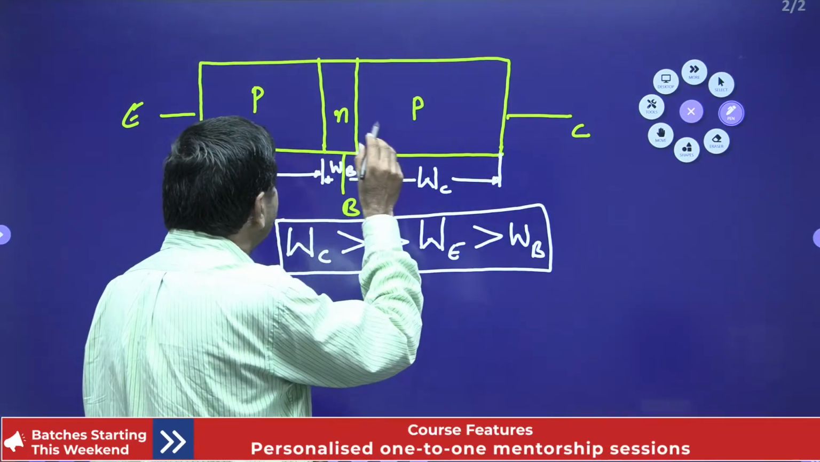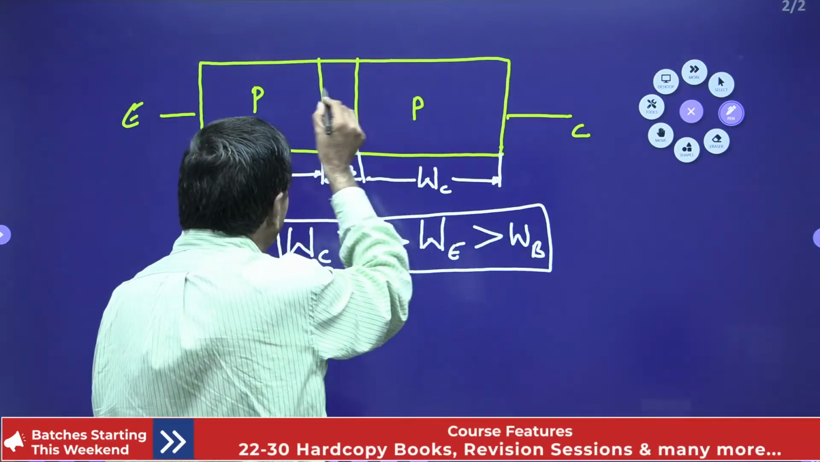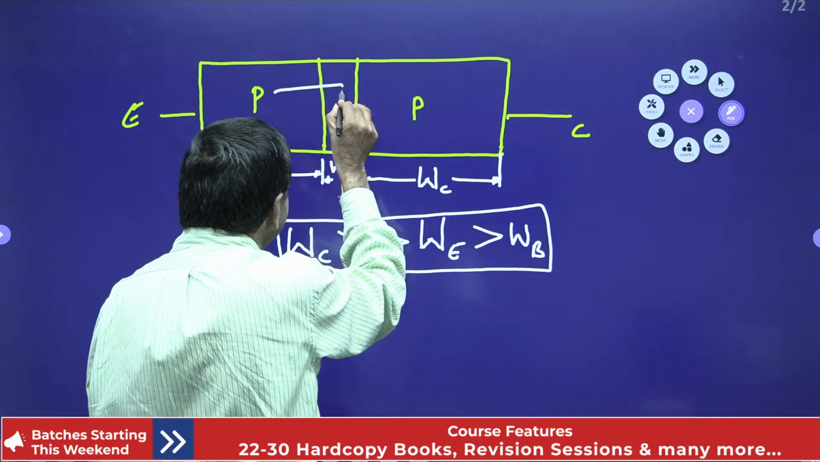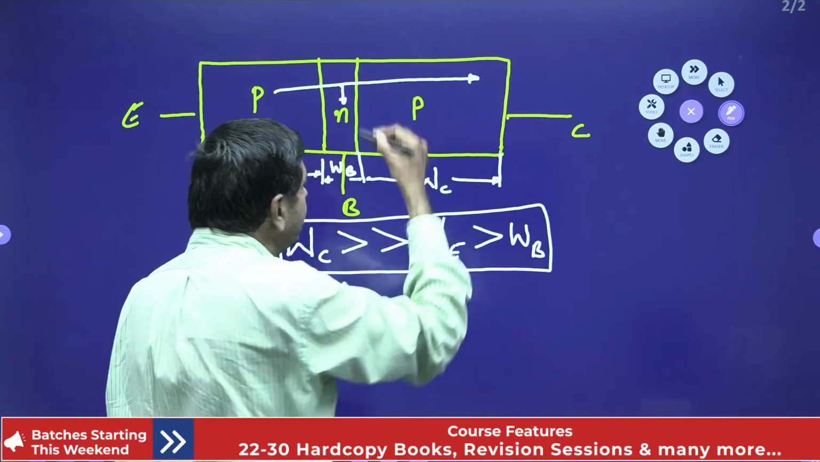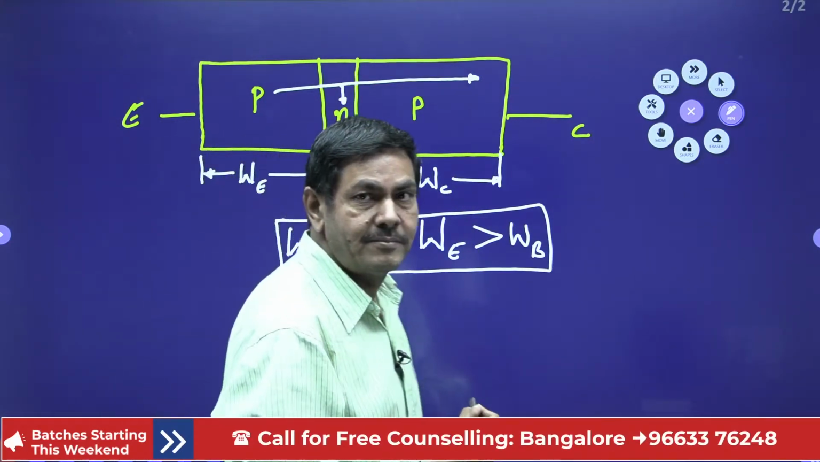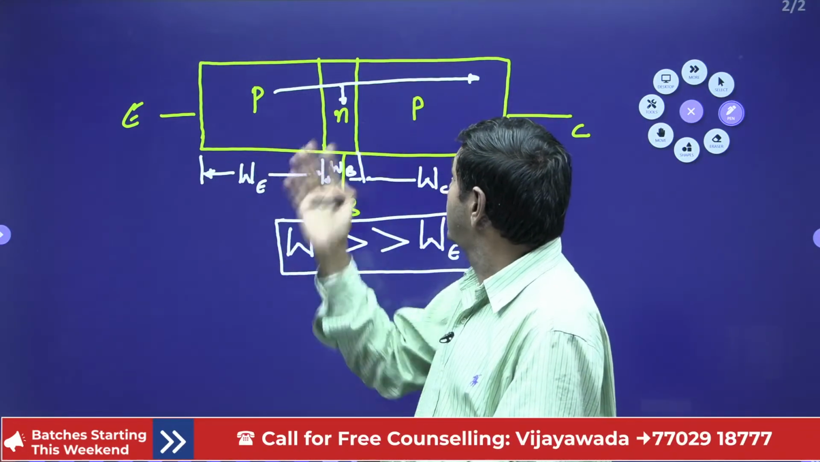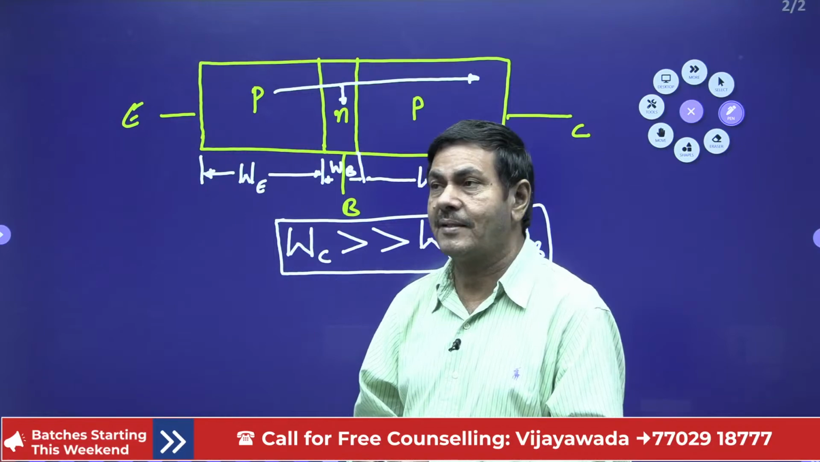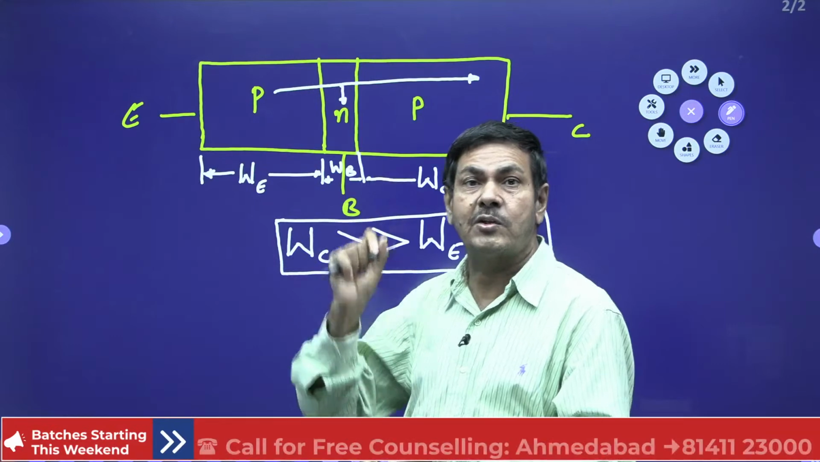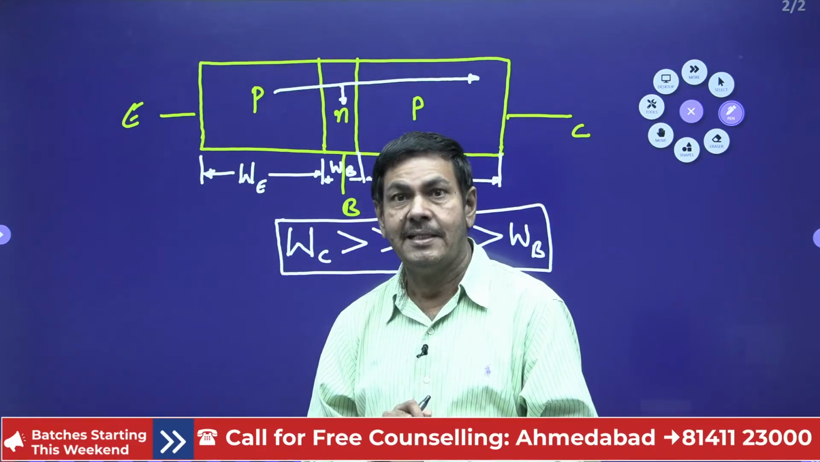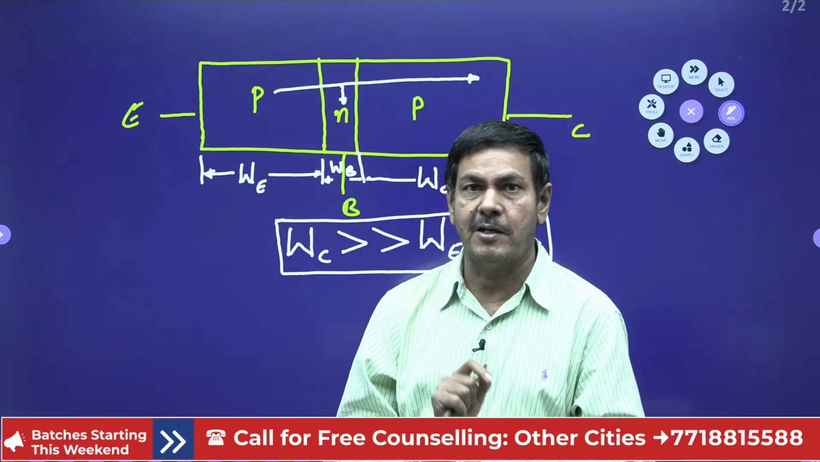That means the number of majority carriers moving from the emitter to the collector must be more. When the holes come to this side, some will recombine and the maximum will go to the collector region, to develop the collector current. When I want the maximum number of charge carriers to reach the collector, a lower concentration of holes must recombine with the electrons of the n-type material. That is why that width is taken very small.